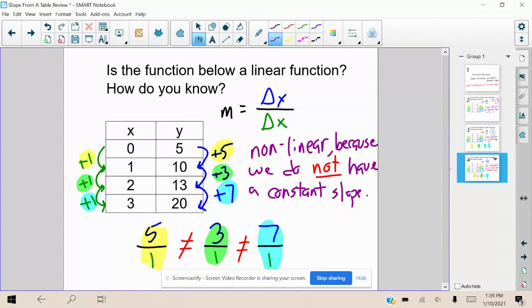So that is how, again, we find the slope from a table. And then we're taking it one step further by saying, okay, now that we find the slope, is it a constant slope? If it is a constant slope, then that means we have a linear function. If it is not a constant slope, that means it's a non-linear function.